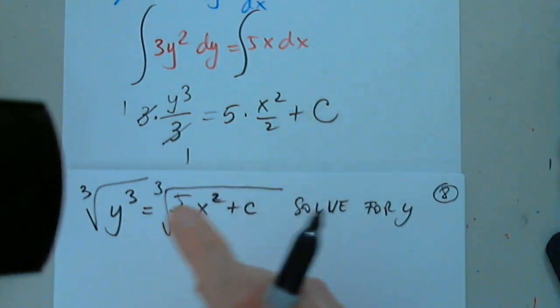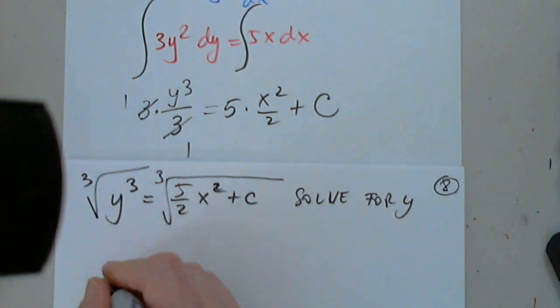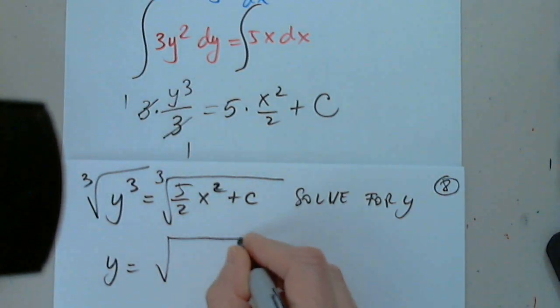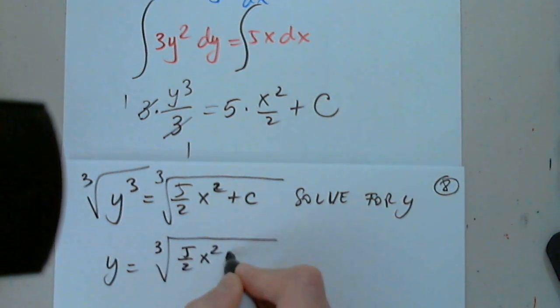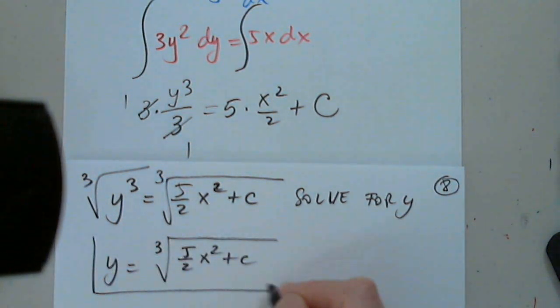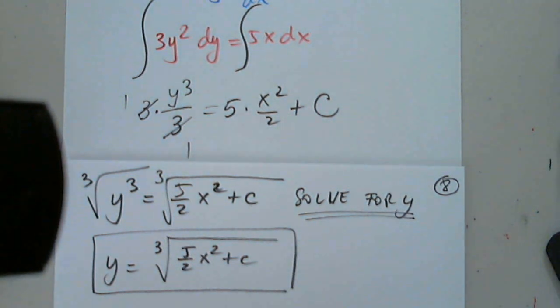Not term by term, be careful. I'm not saying you said that. Nobody said that. I'm just emphasizing. So this is y. There is no plus or minus for cube root. And this is it. We solved for y.